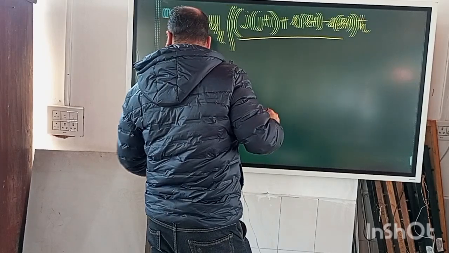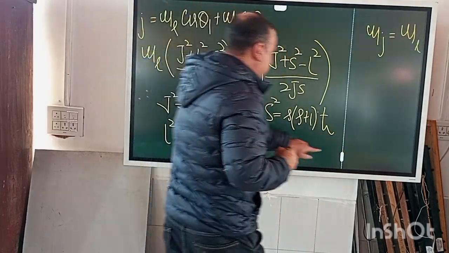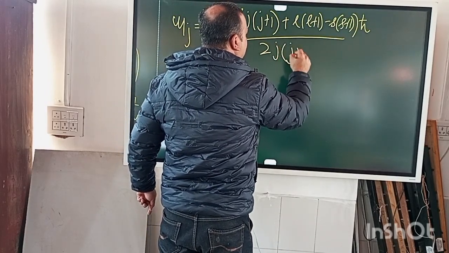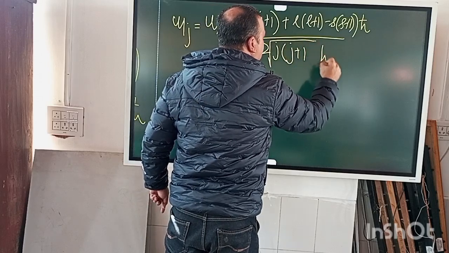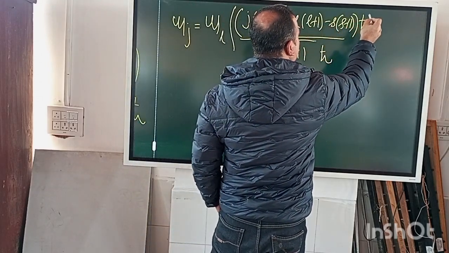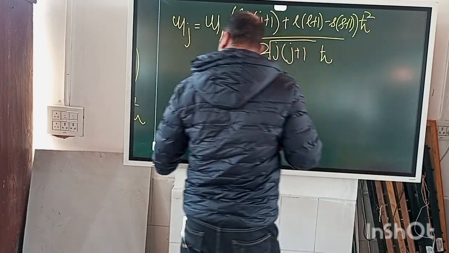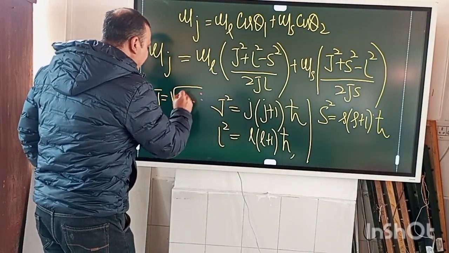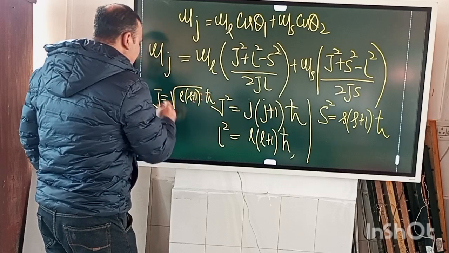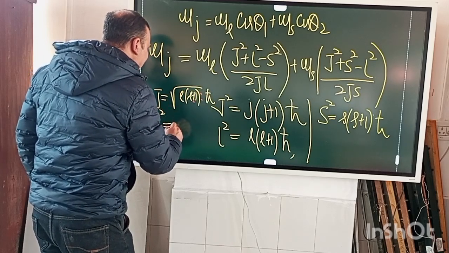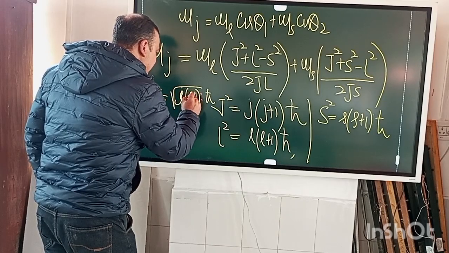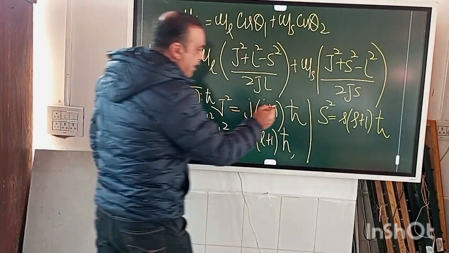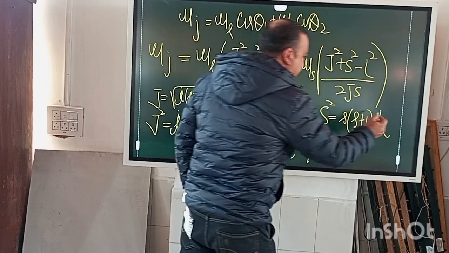Divide by 2jl, so this is 2j times j plus 1. You have to have under root here, h bar. And I think here it has to be squared because you have under root. In actuality you have j equal to under root of L times L plus 1 h bar. If you take the squaring, then this j squared will be j times j plus 1 h bar squared. So in every case you will have h bar squared.